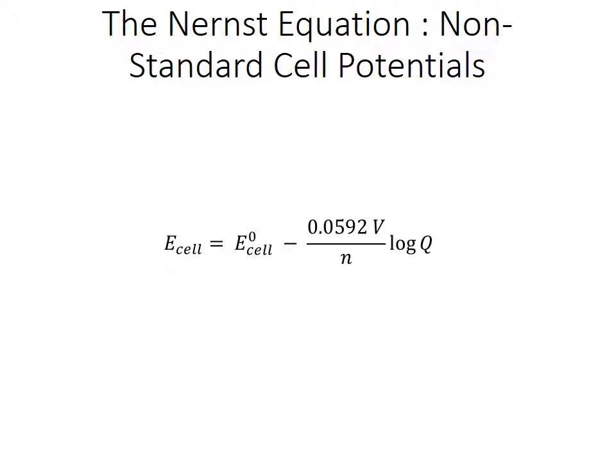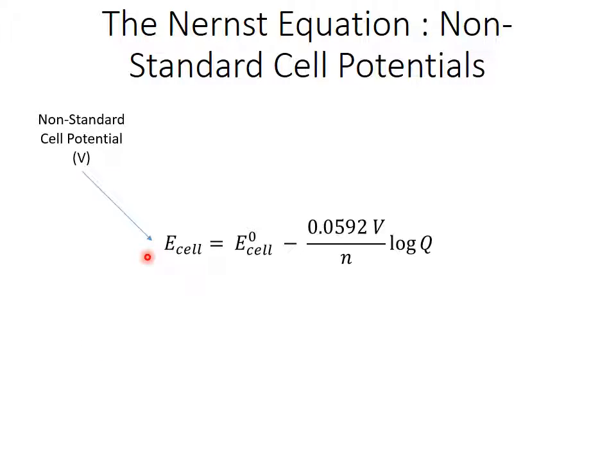The Nernst equation is used when you need to calculate the cell potential of a non-standard cell, when it's got a temperature or some concentrations that are different from ideal conditions. This is what it looks like. Let's walk through its anatomy step by step.